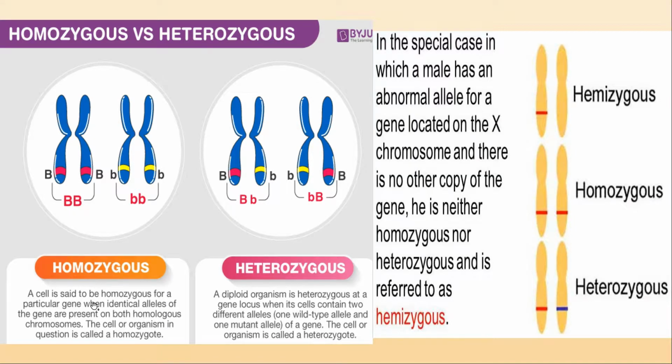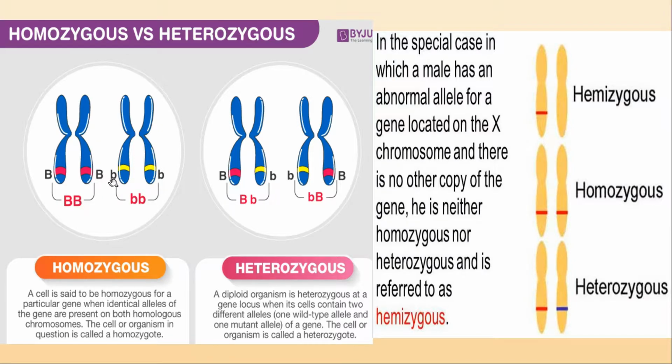Now let us learn what is homozygous, heterozygous and hemizygous. What do you mean by homozygous? A cell is said to be homozygous for a particular gene. For example, if we take this capital B gene, when identical alleles of the gene are present on both the homologous chromosomes. This is the homologous chromosome. So B, here also capital B is present. In the same way, here in another homologous pair, small b is present.